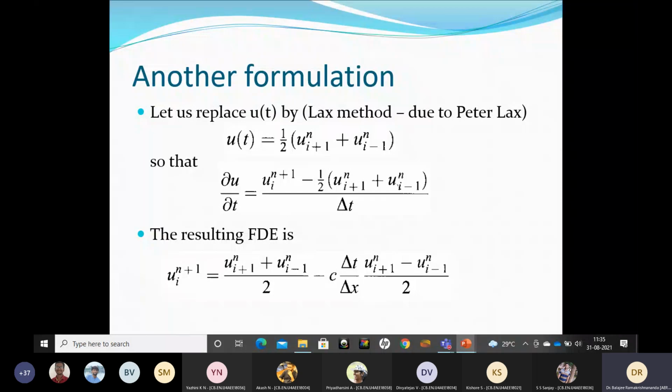Now, if you substitute ∂u/∂t as u at i plus 1 plus u at i minus 1 by 2, the average of the neighboring points i plus 1, i minus 1, then what will happen? u_i at n plus 1 you maintain as it is, and instead of u at i, you put the average value. So you'll get another FDE.